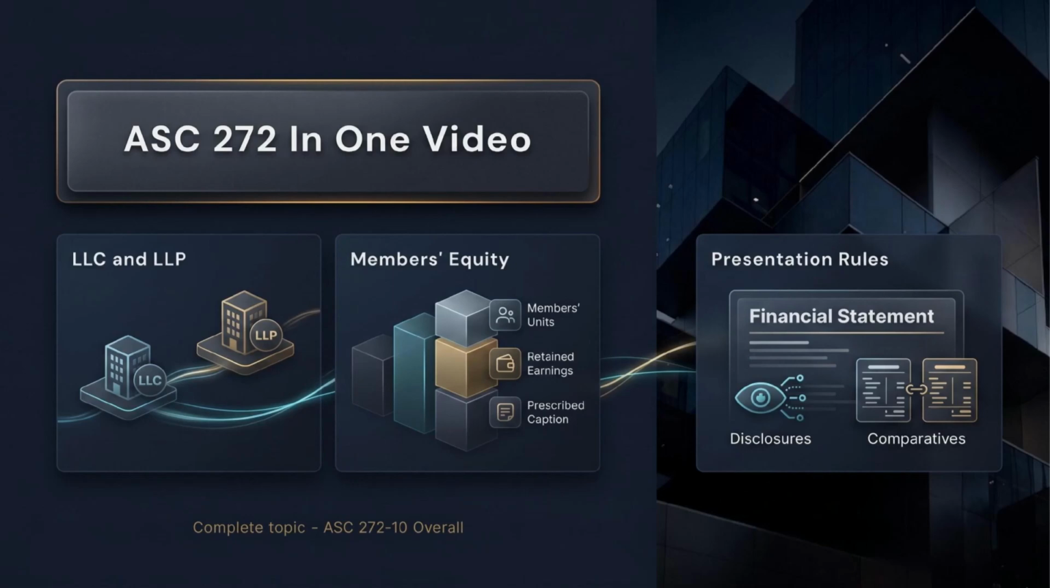In this one compact lesson, we cover ASC 272 Limited Liability Entities. This is a small but practical topic. It is not about building a new accounting model for every transaction. It is mainly about entity form, financial statement presentation, and the equity section. The key areas are limited liability companies and partnerships, members' equity, statement headings, disclosures, and comparatives.